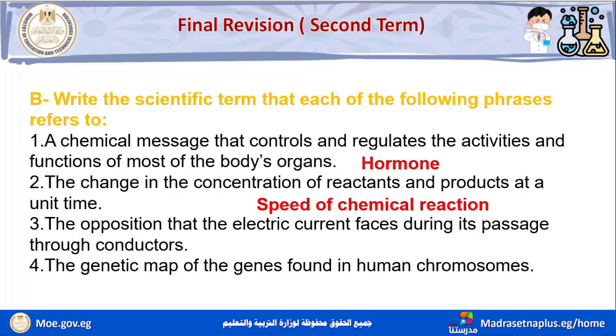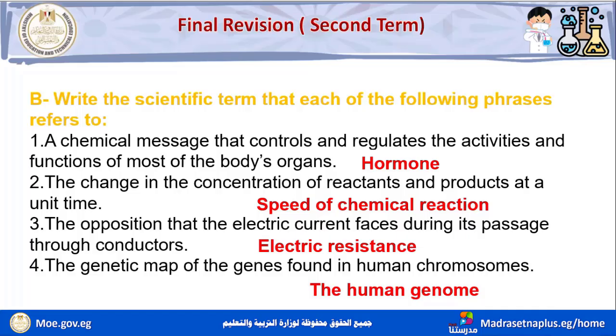Question number 3, the opposition that the electric current faces during its passage through conductors: electric resistance. Question number 4, the genetic map of the genes found in human chromosomes: the human genome.